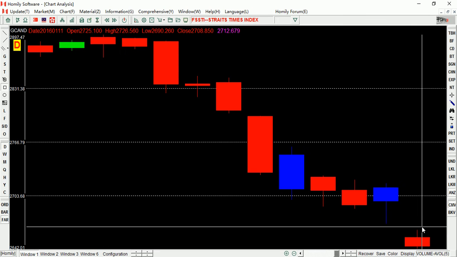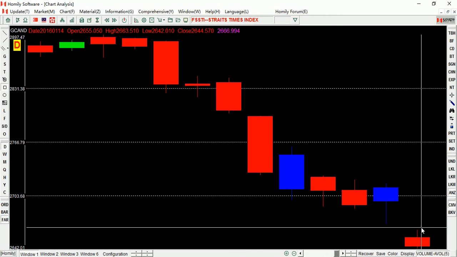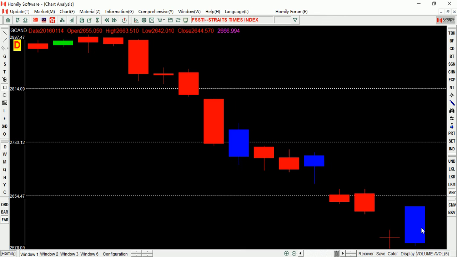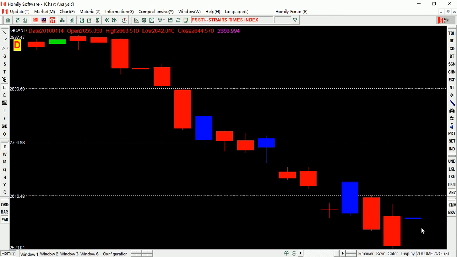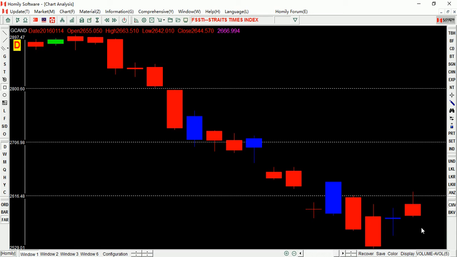Next day, buy or not? Still cannot, because the close price is lower than the blue candlestick. Then we can see the blue candlestick appears again. Buy or not? Still cannot. Here the blue candlestick appears again; the next day, buy or not?